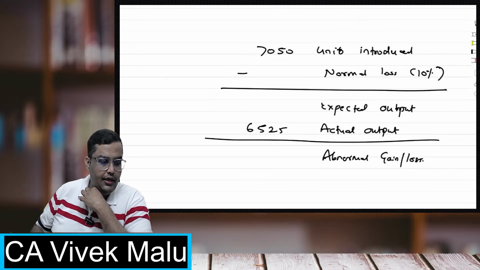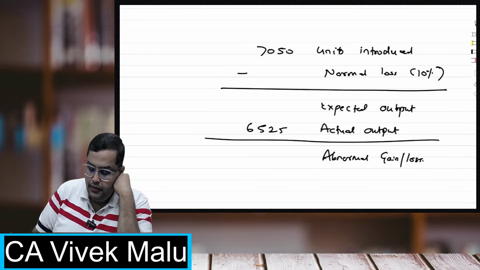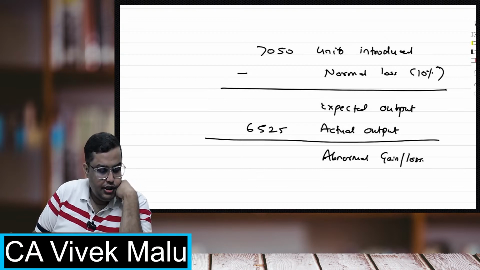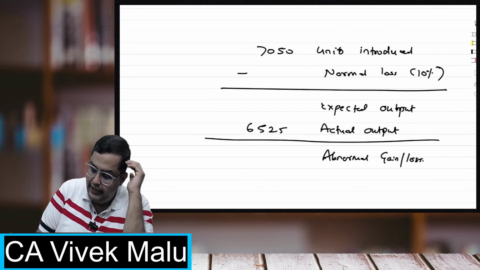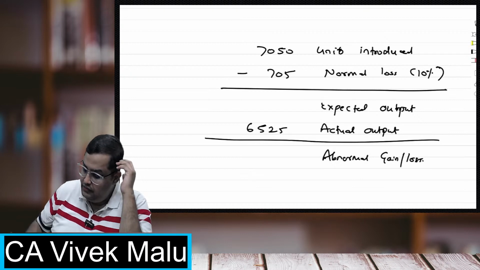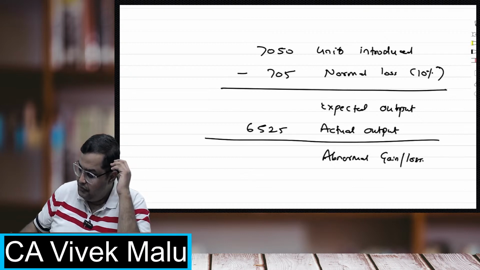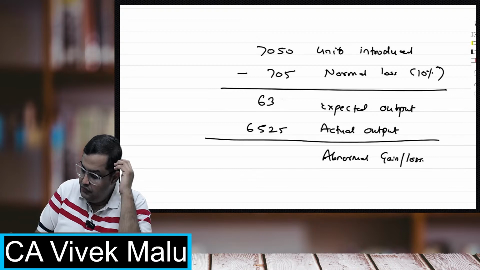Very good. Normal loss of 10%. Everybody, your answers are correct. There is an abnormal gain of 180 units. So 7,050 minus 10% is going to be 6,345. That is the expected output, but the actual output is 6,525. So I get an abnormal gain of 180 units.